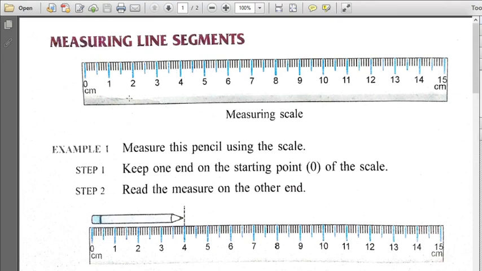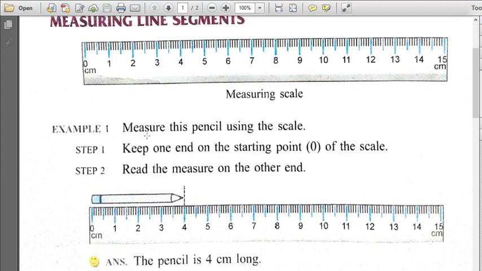See all of you, first how we can measure it. For drawing a line segment, use of a scale is a must. So you should have a scale for drawing a line segment. First, measure this pencil. You can see this is a ruler. From 0 to 1, this is 1 centimeter. From 1 to 2, it is again 1 centimeter. 2 to 3, it is again 1 centimeter. So this ruler is of 15 centimeters.